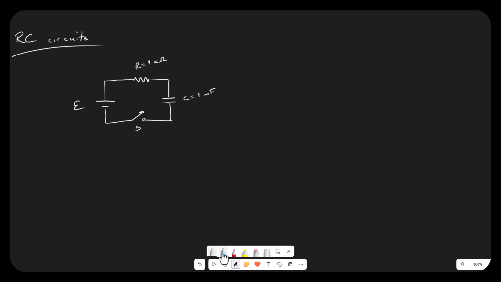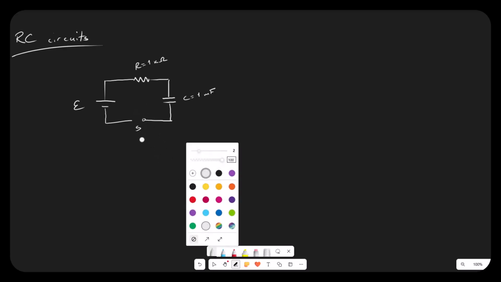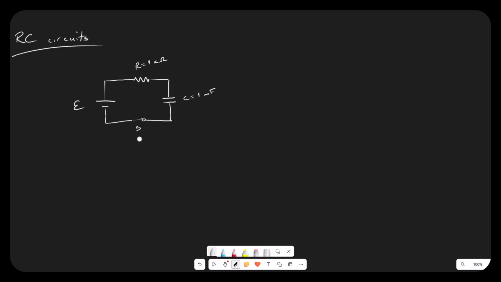When I close this switch, I'm going to start to have current flow. So, closing the switch, call this time equals 0. And now, current starts to flow. That current is going through the resistor, that's completely fine, but we've got a gap in the middle of a capacitor. That's what a capacitor needs.